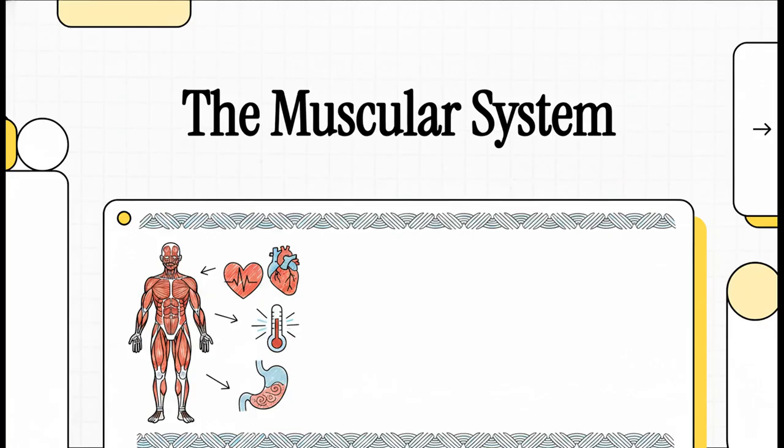Without our muscular system, we wouldn't just be frozen in place. We literally couldn't digest our food, circulate our blood, or even stay warm. It is an incredibly dynamic system, and today, we're going to break the whole thing down.